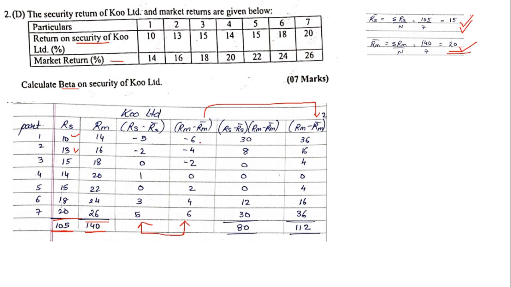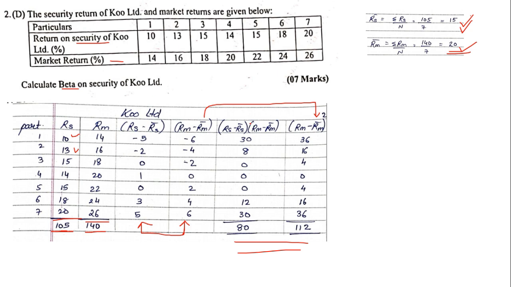So negative 6 का square is 36, 4 का square is 16, 2 का square 4, again 2 का square is 4, 4 का square 16, 6 का square 36, total comes to 112. These are the two values that are required to solve further. Okay, chalo, this is the entire table which is done.